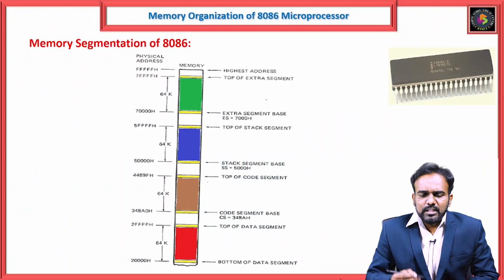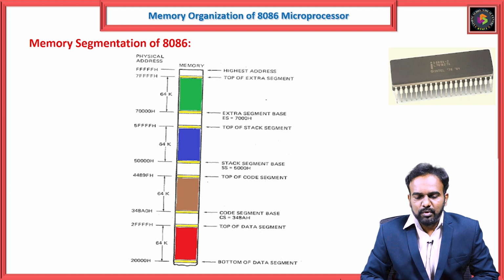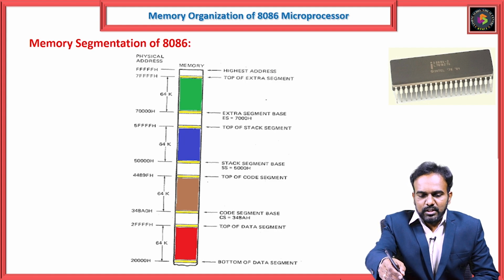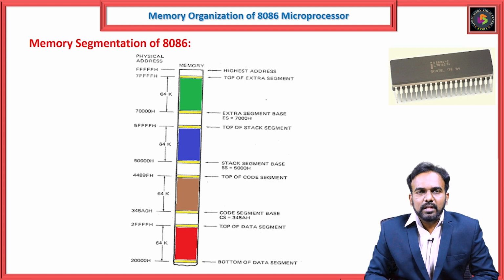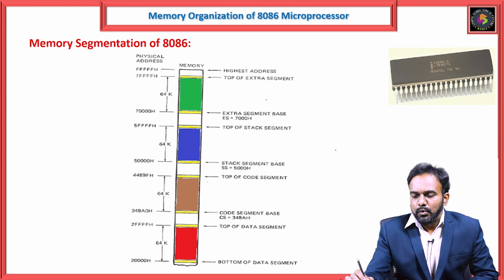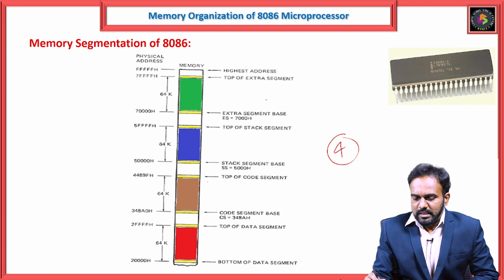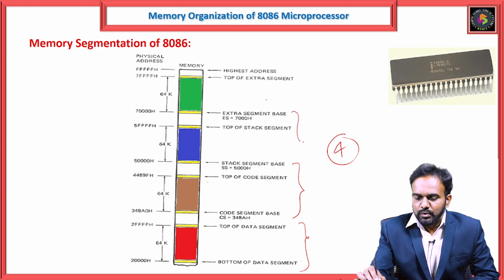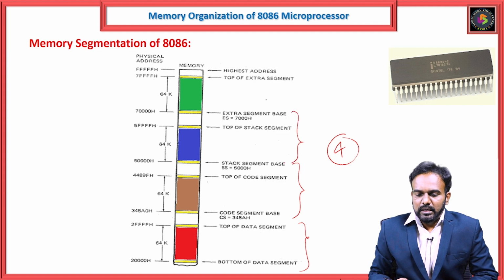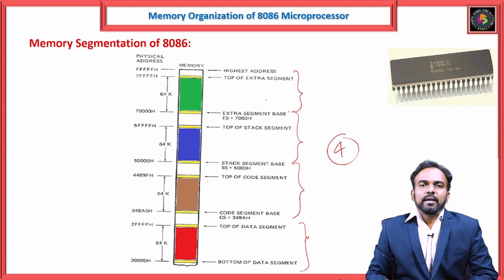This slide shows the main memory segmentation of the 8086 microprocessor. This table contains a total of 4 segments that are initialized here. Those 4 segments are: this part shows the data segment, this part shows the code segment, this part shows the stack segment, and the next one is the extra segment.